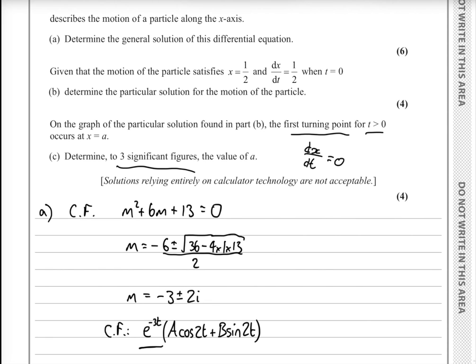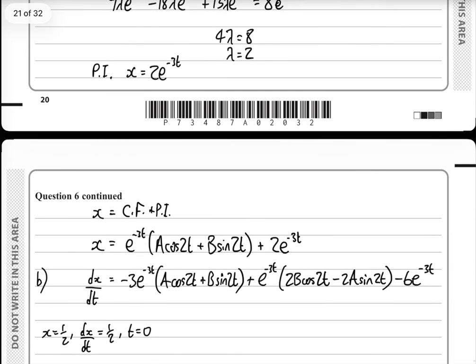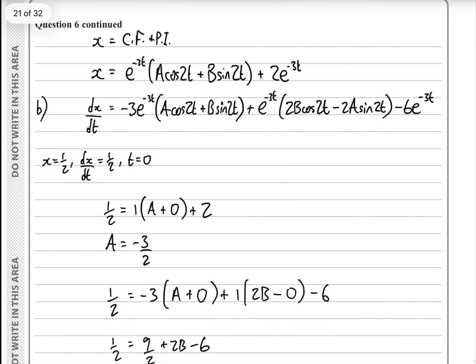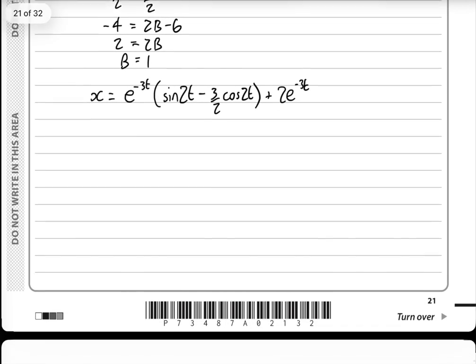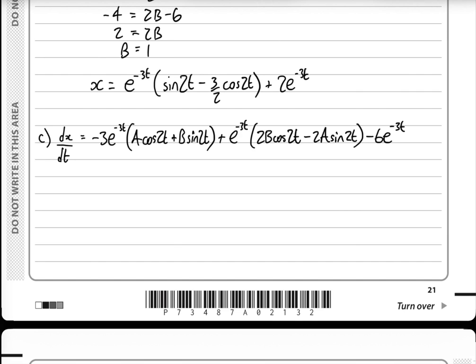We already have dx by dt somewhere. There it is. That's a horrible thing. That's so horrible, I'm just going to copy and paste. Okay, it's this thing, but with the values that we've found. So b is a 1, and a is a minus 3 over 2.